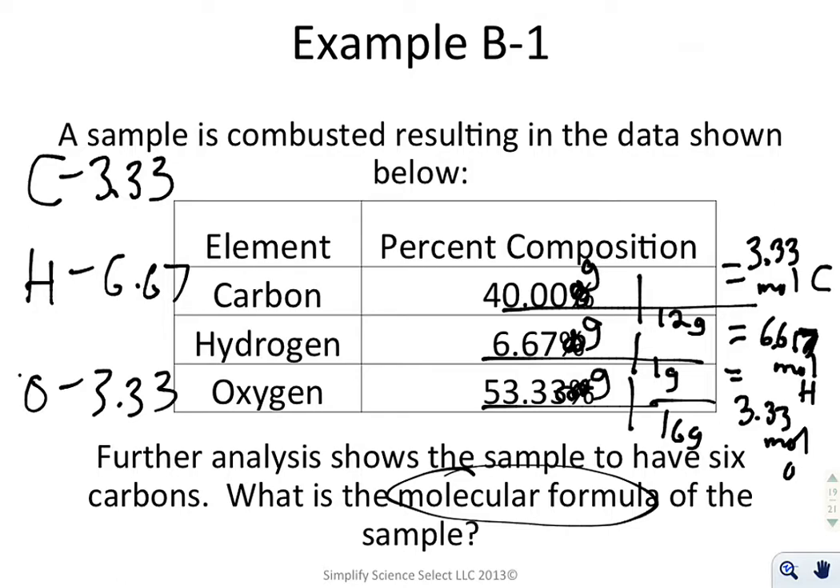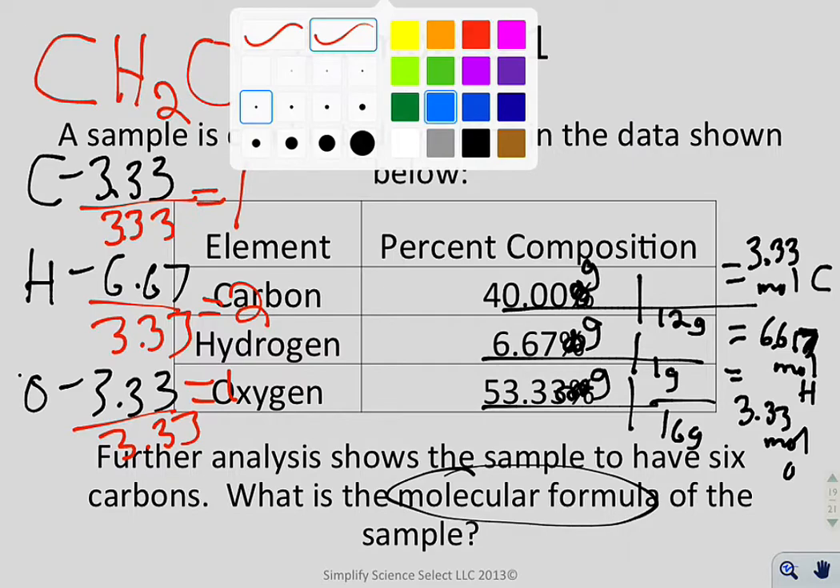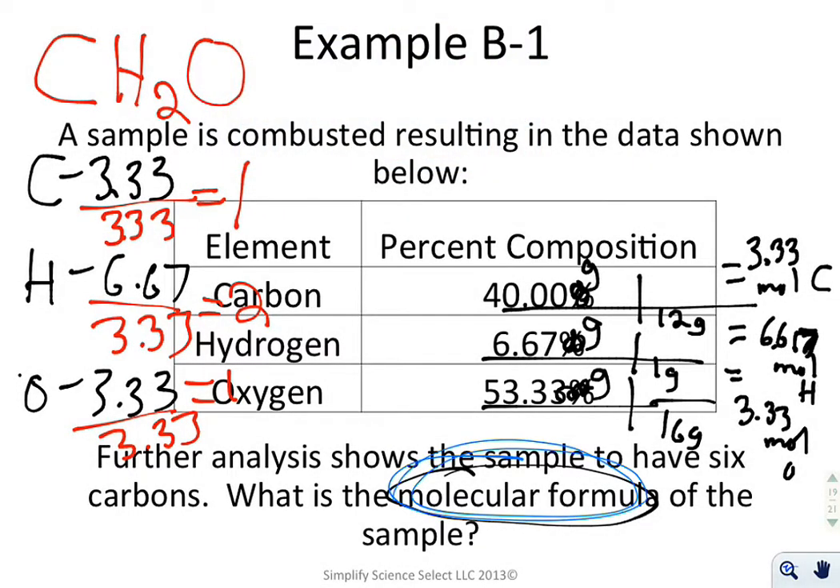So we have C 3.33, H 6.67, and O 3.33. Now we need to divide by the smallest number that's there. The smallest number is 3.33, so we divide all these numbers by 3.33. As a result, we get carbon 1, hydrogen 2, and oxygen 1. Now remember, that represents the empirical formula. But I'm trying to solve for the molecular formula.